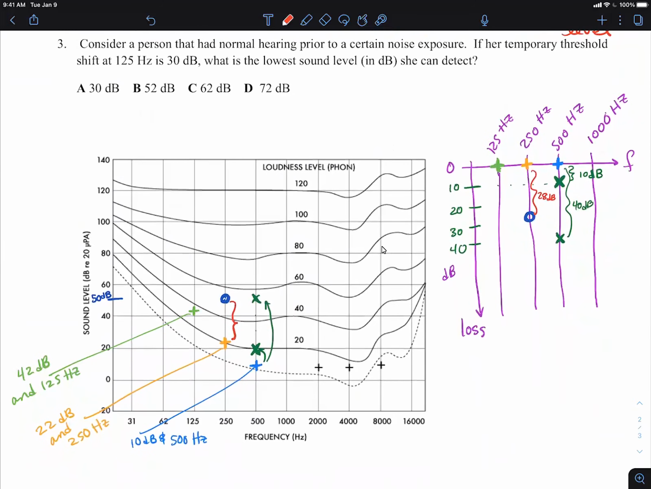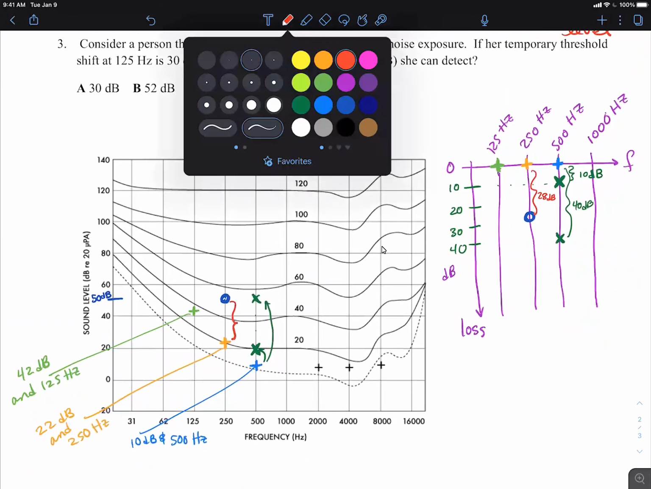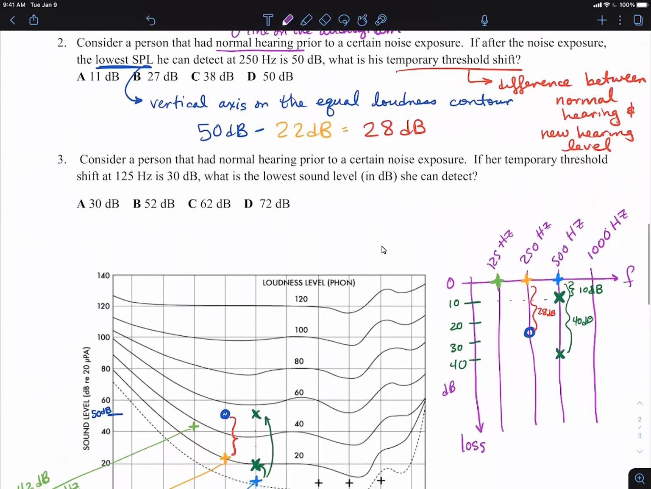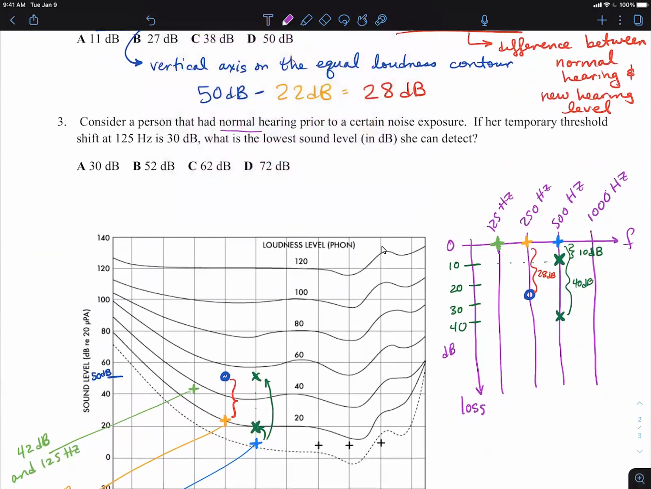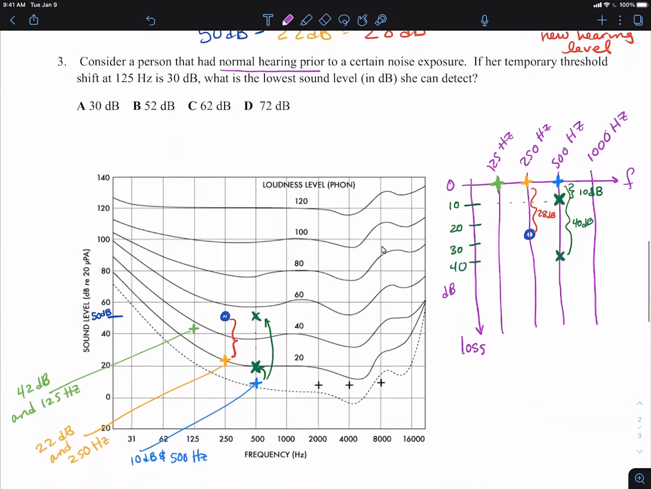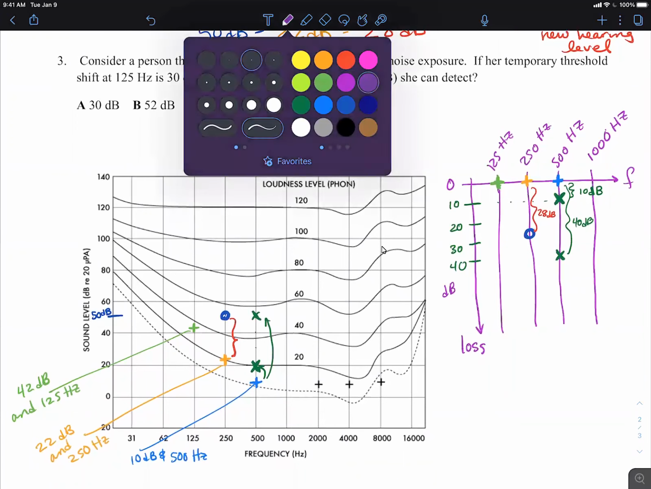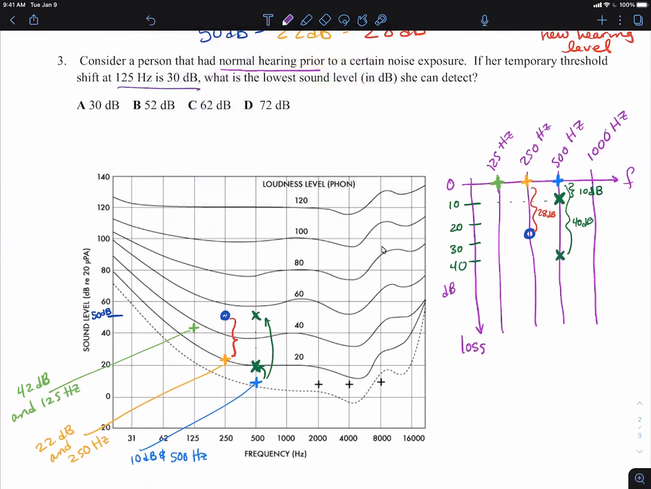Okay, now let's try the next one. The next ones we're going backwards. We're starting with the audiogram and then trying to figure out the levels. So let's dissect this sentence again. What color have I not used yet? Dark purple. Okay, let's see. First, we have normal hearing prior to the exposure. So that means that originally their X or O was right there at the 0. Noise event, temporary threshold shift at 125 hertz is 30 decibels. So that means that they're sitting right there on their audiogram.